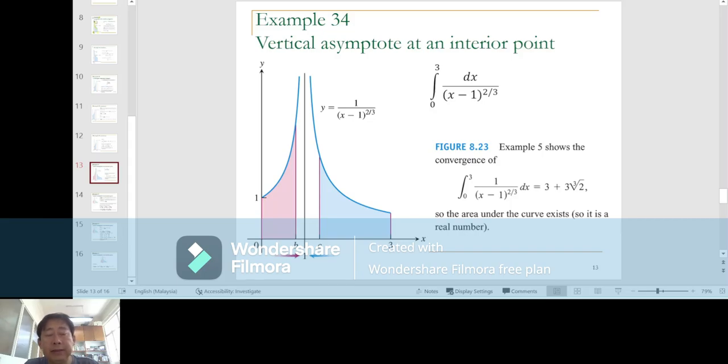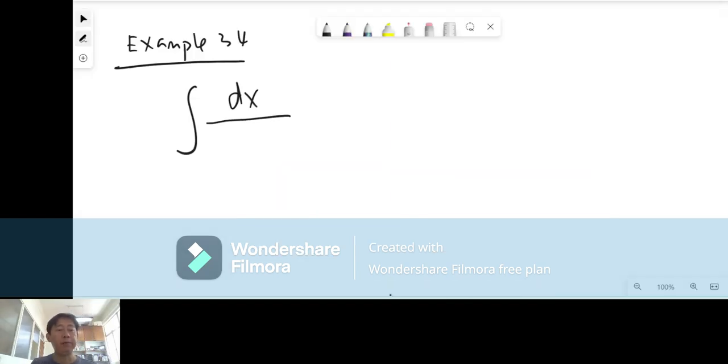We are going to discuss an improper integral where there is a vertical asymptote within the range of the integration. In this example, the function to be integrated is 1 over (x minus 1) to the power of 2/3, and the range of integration is from 0 to 3.